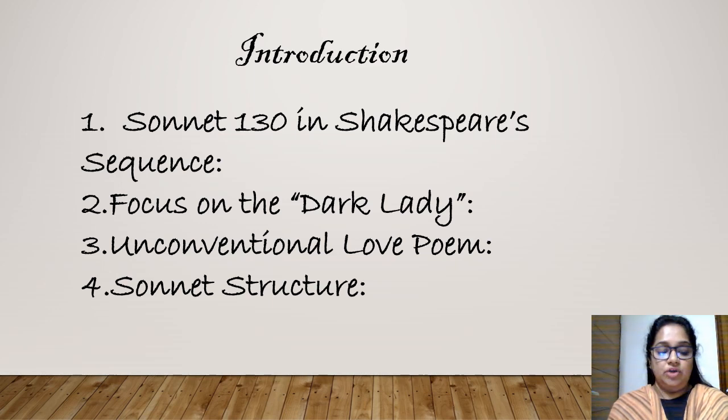The structure of the sonnet consists of three quatrains with an alternating rhyming pattern: AB, AB, CD, CD, EF, EF, followed by a concluding couplet, GG. The final couplet provides a strong and resounding statement that emphasizes the real beauty of his beloved.